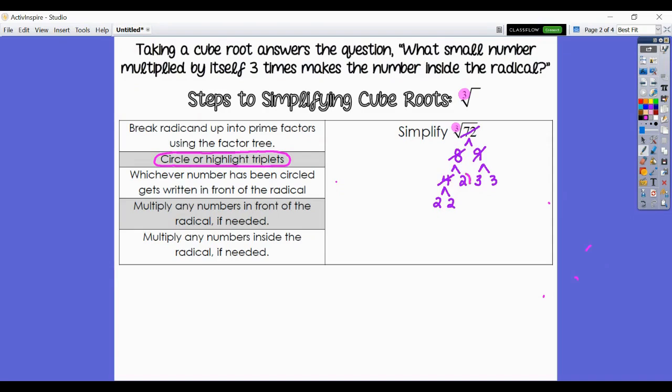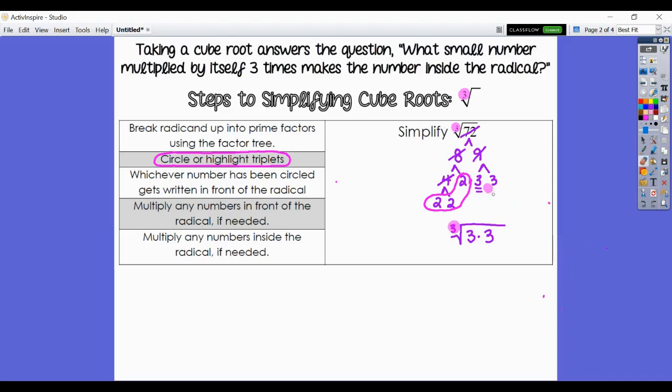So I circle any that have 3 of a kind, which is my 2's there. The pairs of 3's are great, but they do not have 3 3's at the end of my roots, so they must stay inside the cube root. Make sure when you write the cube root, you keep that little 3 index attached to the root.